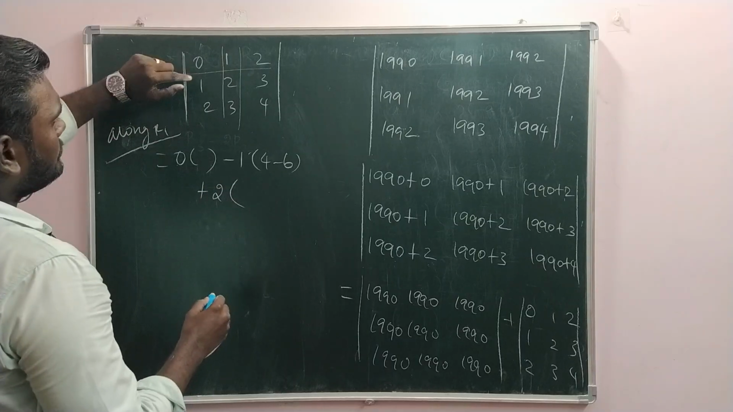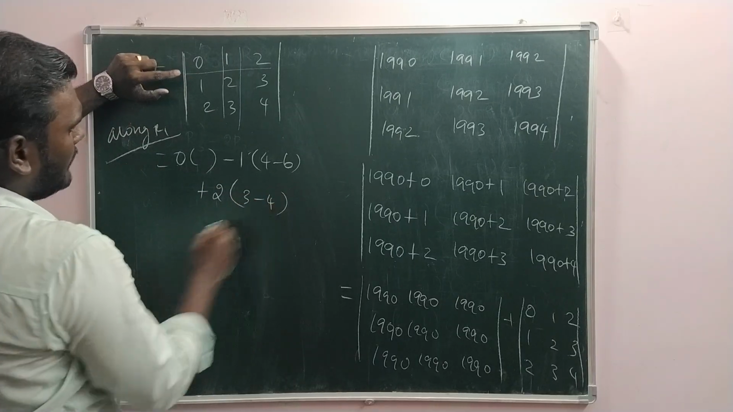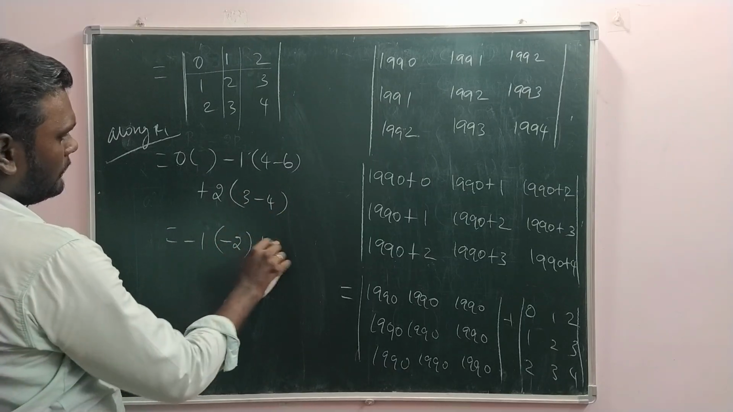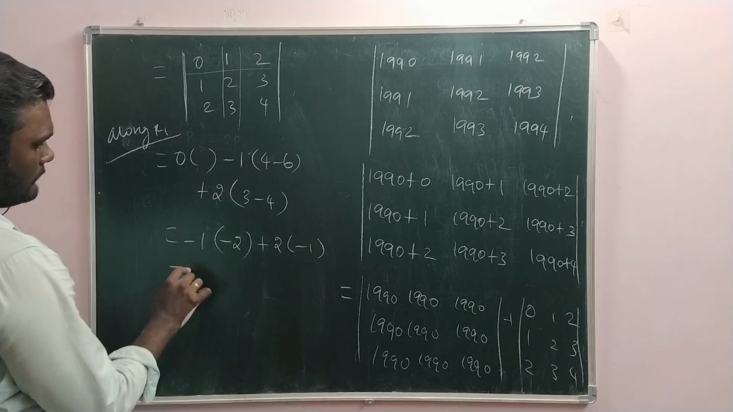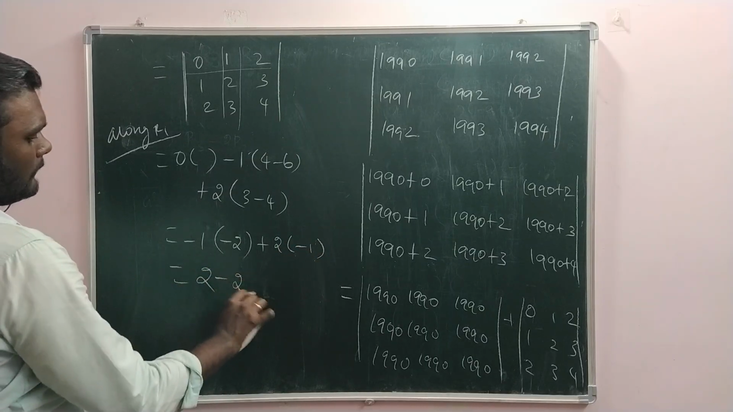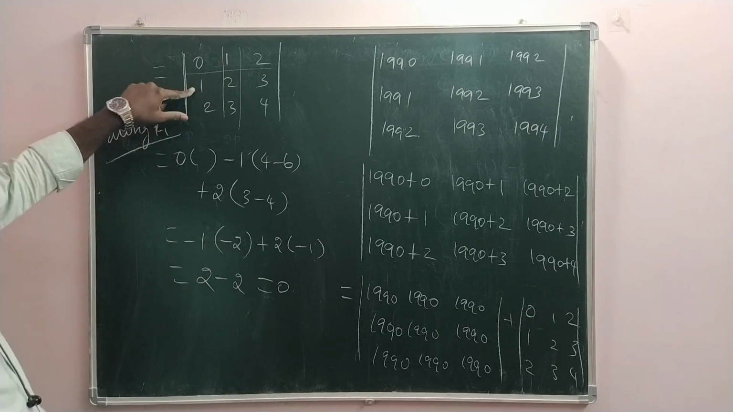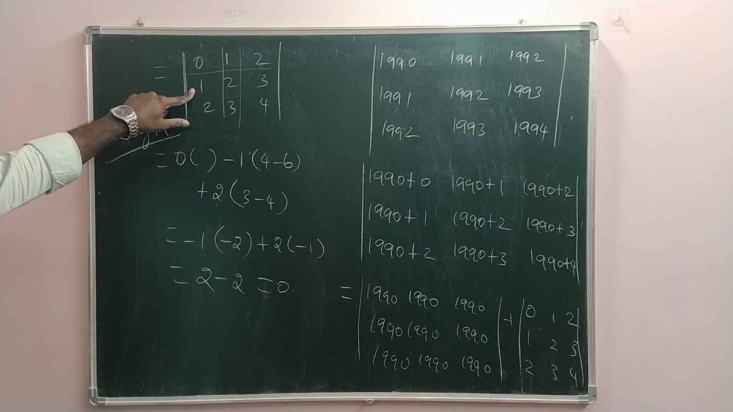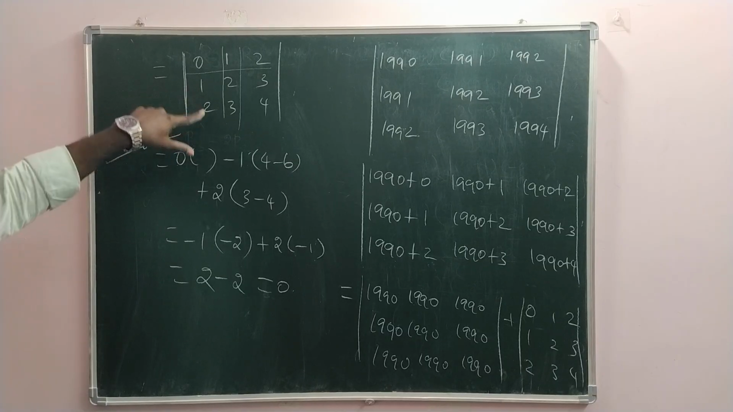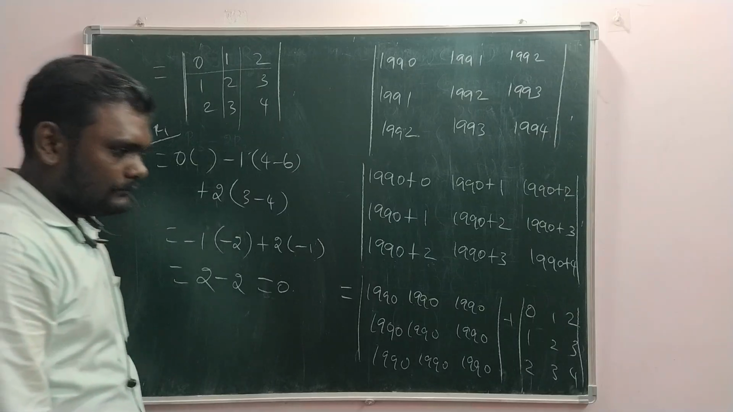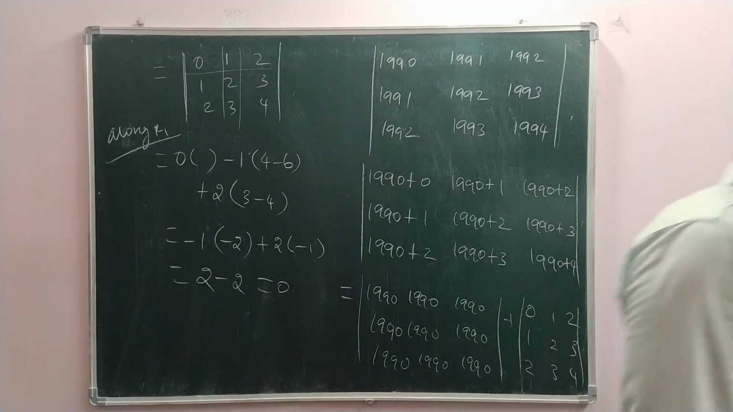This is 3 minus 4. So we'll get minus 1 into minus 2 plus 2 into minus 1. So we get 2, and this is minus 2, we get 0. That is the determinant value. Or if you apply like this, this can be multiplied by 2 and subtracted from this, we'll get some other things equal and we'll still get 0. Any doubts on this?